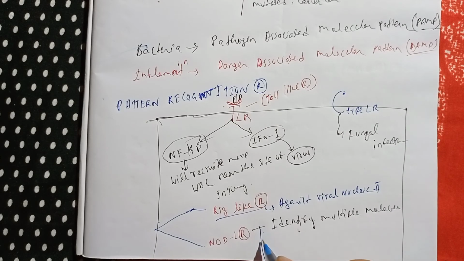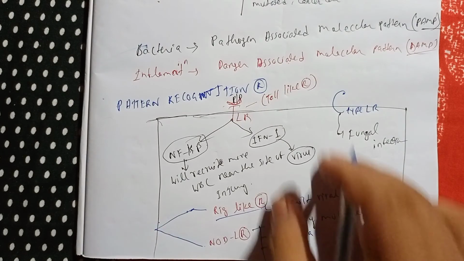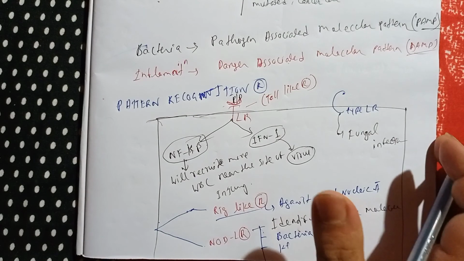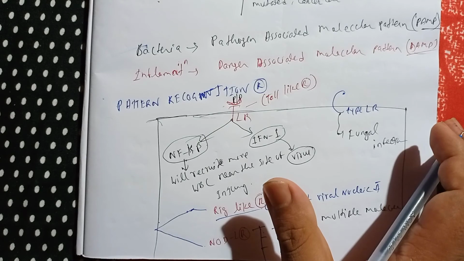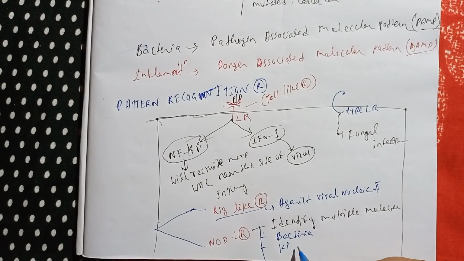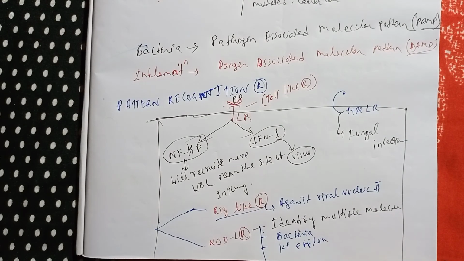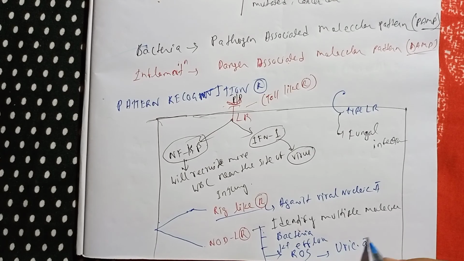Like what? Like bacteria. Second, potassium efflux. If there is too much efflux of potassium, what will happen? Within the cell the amount of potassium will decrease, and this condition is recognized by whom? The NOD-like receptor. Then they can also sense reactive oxygen species, ROS, and they can also sense uric acid here.